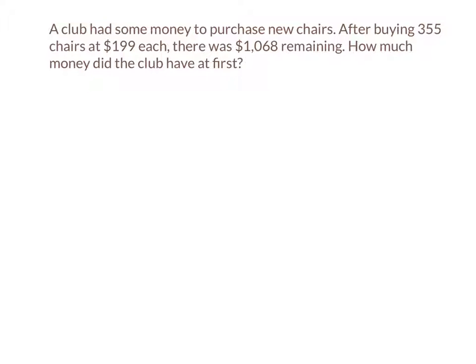Okay, in your notebook, you're going to write down what the question's asking and the important information. It says, a club had some money to purchase new chairs. After buying 355 chairs at $199 each, there was still $1,068 remaining. How much money did the club have at first? Okay, see if you can write down step one, what the question's asking. Okay, Andrew, what's the question asking?